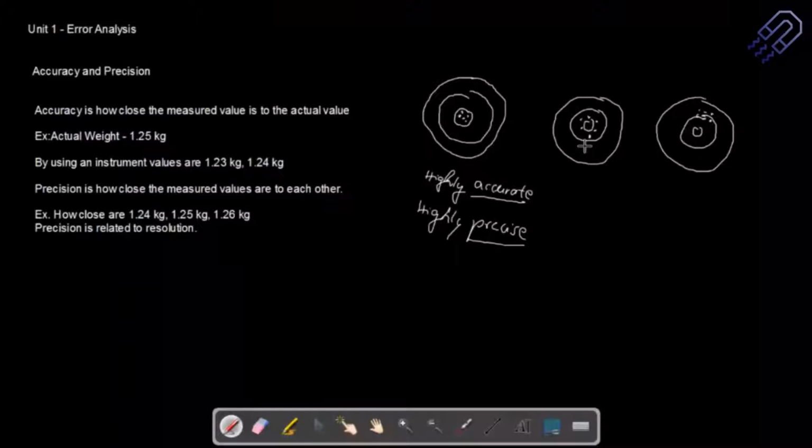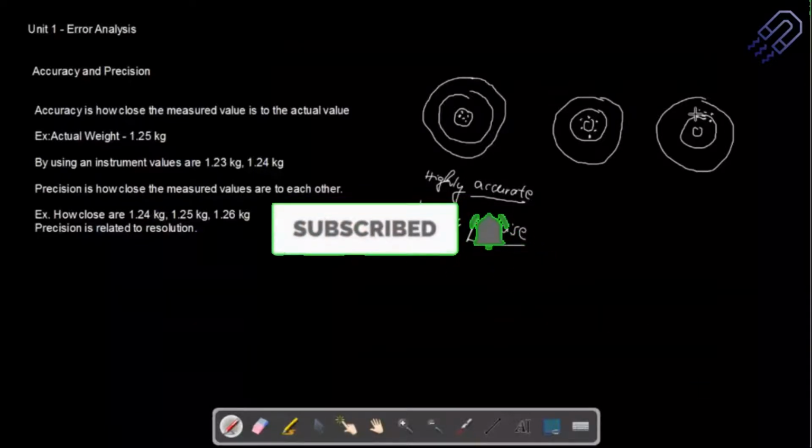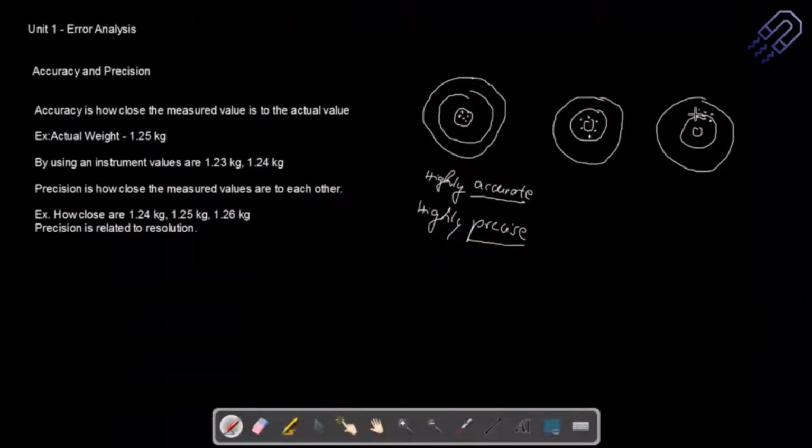No. Okay, what about precision? Is it precise? So let's go to the third one. Is the third one precise? Yes, sir. Correct. So they are very close to each other, right? So they are more or less precise, but they are not accurate because they are very far from the bullseye.